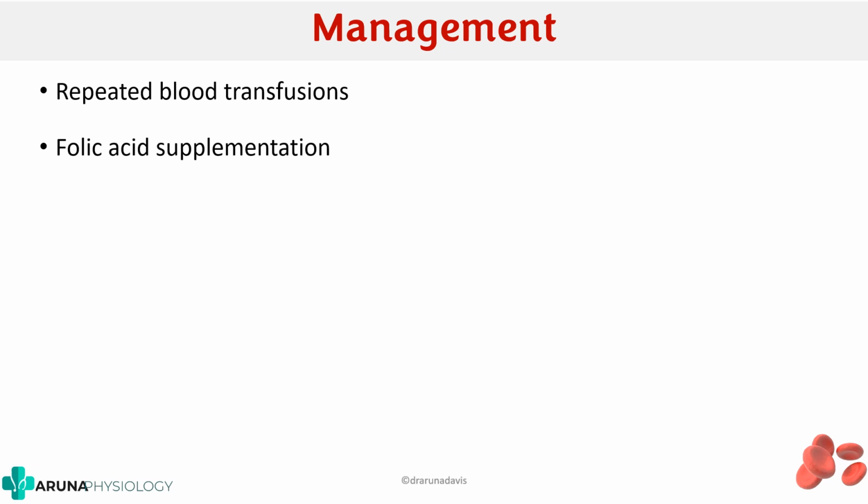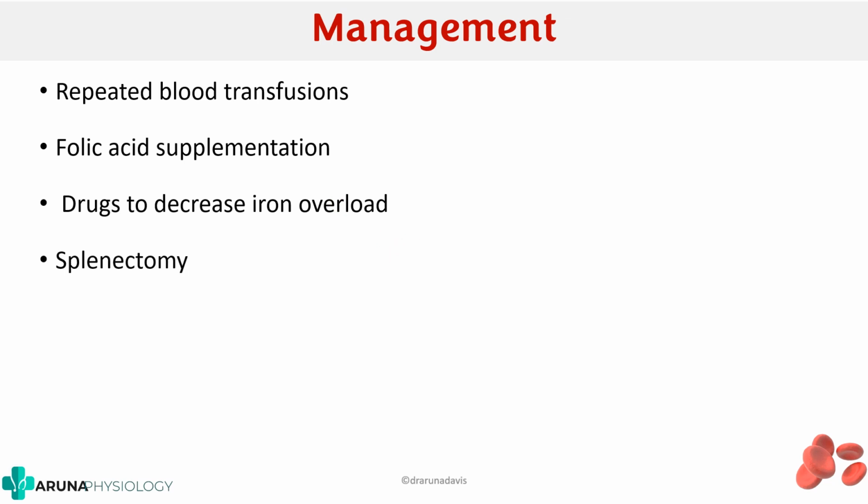You will have to supplement folic acid for that erythropoiesis, and you will have to give drugs to decrease the iron overload. So in thalassemia patients, the major problem is this iron overload. So you have to give drugs to decrease the iron overload. You can do a splenectomy so that whatever RBCs are there are not destroyed, and you can give a bone marrow transplantation to enhance the production of RBCs. So thus we've seen what thalassemia is, what is the classification, its pathology, clinical features, investigations and management.